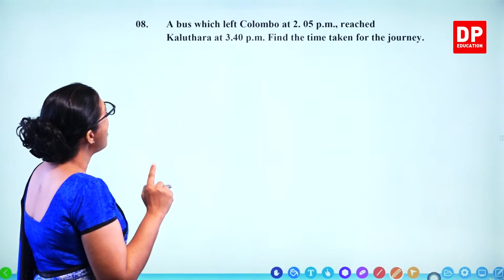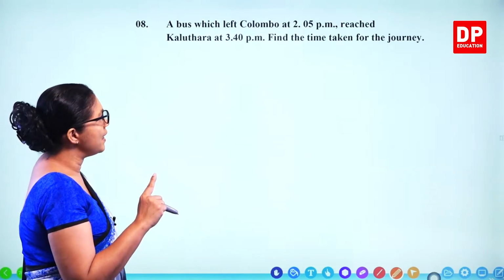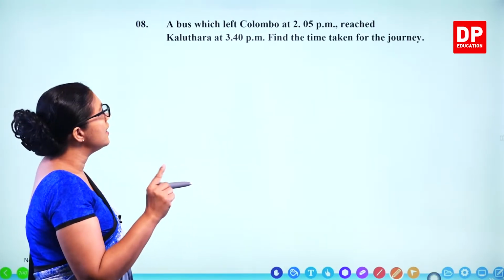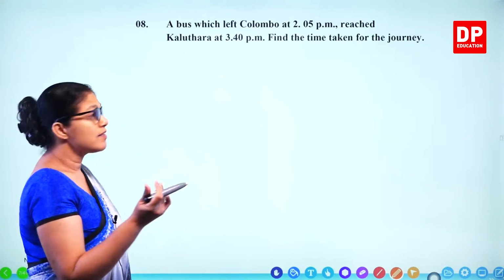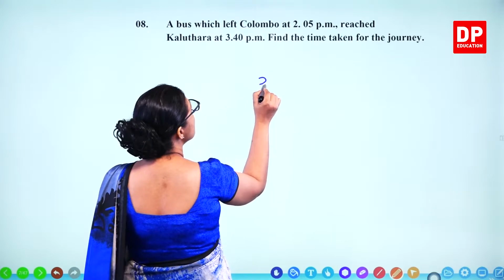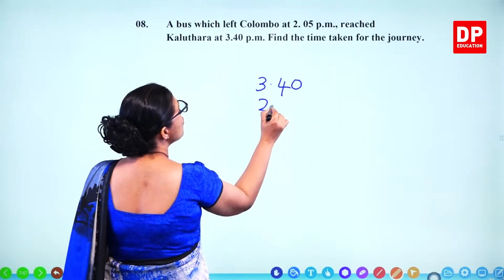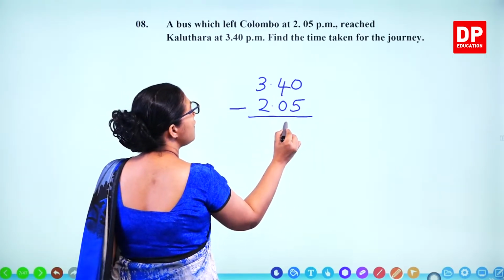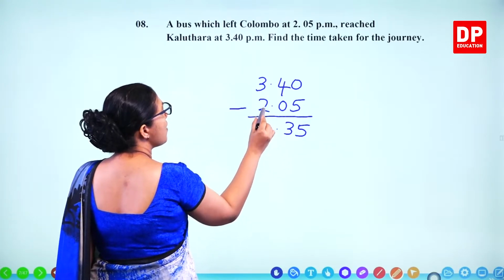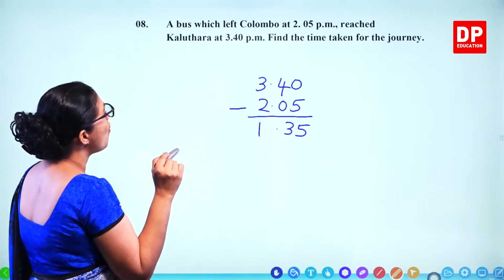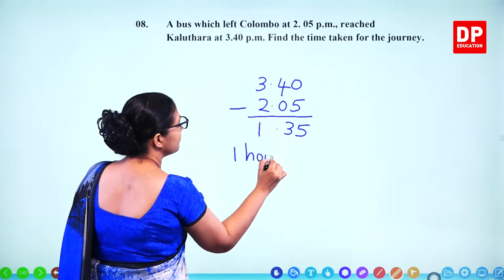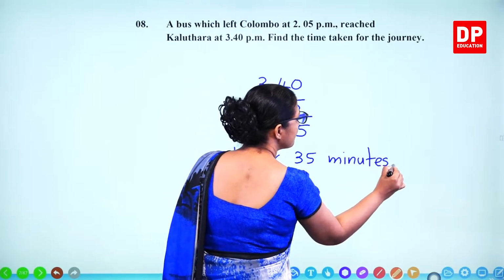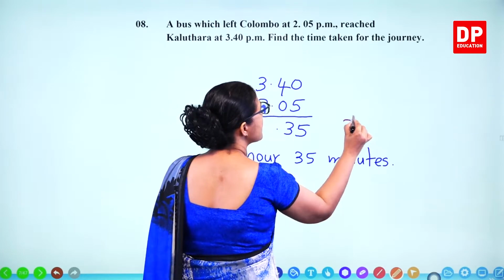Question number 8. A bus which left Colombo at 2:05 p.m. reached Kalutara at 3:40 p.m. Find the time taken for the journey. So both are p.m. So you can subtract. So 3:40 minus 2:05. So when you subtract, what happens? 40 minus 5, 35 minutes. 3 minus 2, 1. So 1 hour and 35 minutes. 2 marks.